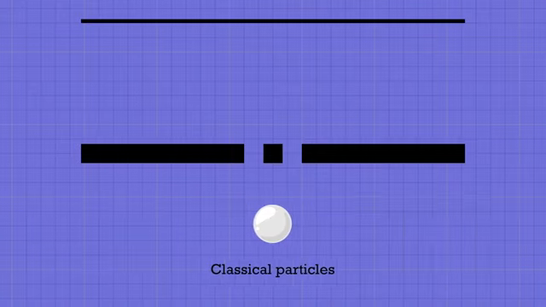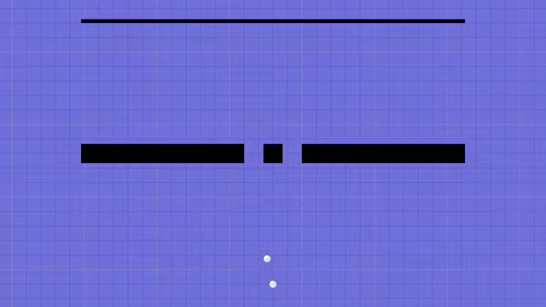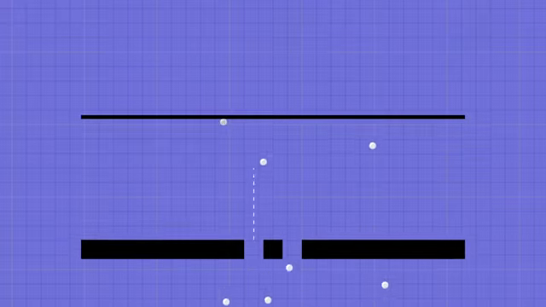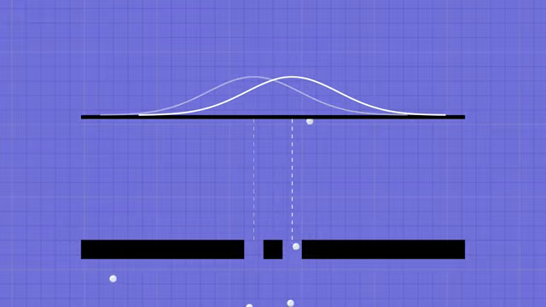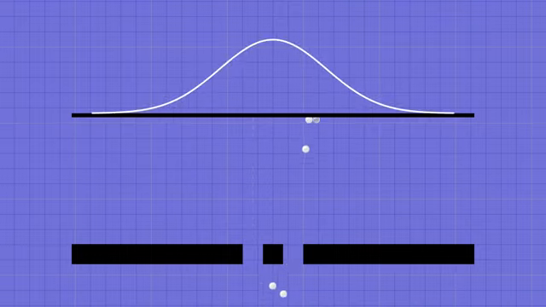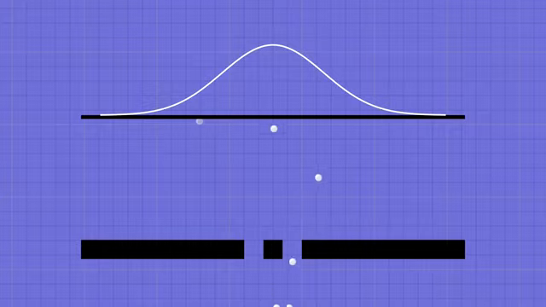With classical particles, like BB pellets or billiard balls or whatever, things were very simple. The particles that went through the left hole mostly hit the backstop in the region behind the left hole. And likewise, the ones that went through the right hole wound up on the right. The total distribution was the sum of those two curves, because each particle either went through one hole or the other. That gave us one broad bump in the center of the backstop.